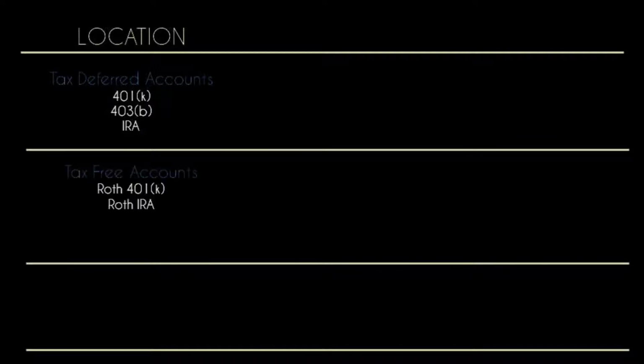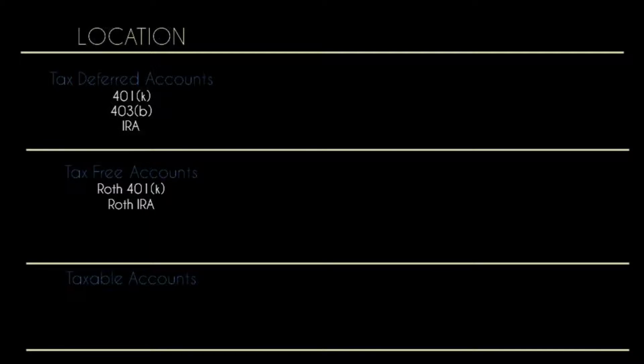In the middle, we have our post-tax or tax-free accounts, which are Roth-type accounts, both 401k Roth and Roth IRAs. And at the bottom, we have taxable accounts, which are basically your individual and joint accounts. And we arrange them this way to have the most tax-efficient account types on the top and the least tax-efficient account types on the bottom.